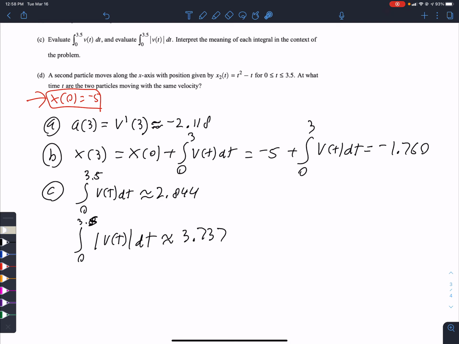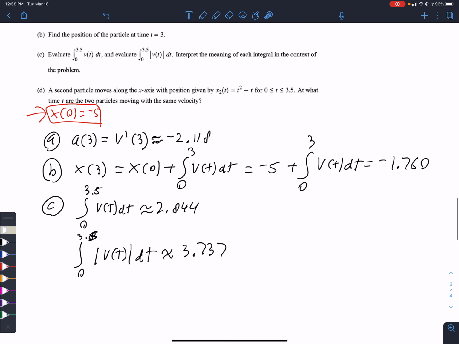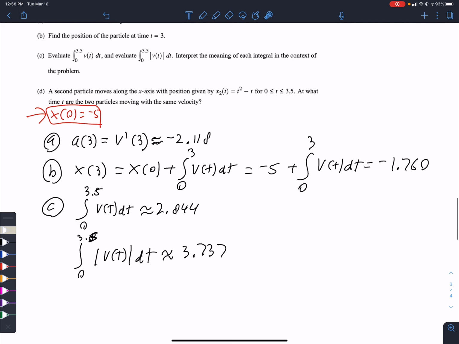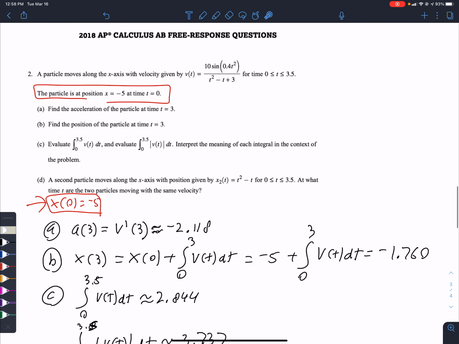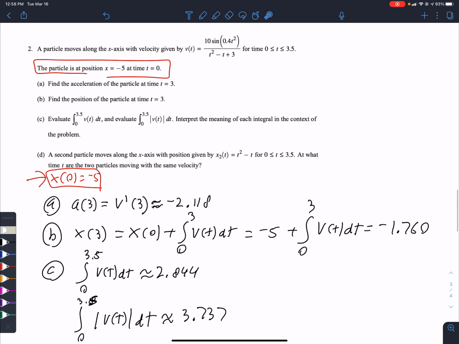Okay? And then it says, interpret the meaning of each integral in the context of the problem. So the first one, you could say the displacement or the change in position, however you want to say it. So you can say the position of the object changed this many units, from 0 to 3.5. Do we have time? Is it seconds, minutes, hours, days, miles, meters? We have nothing.